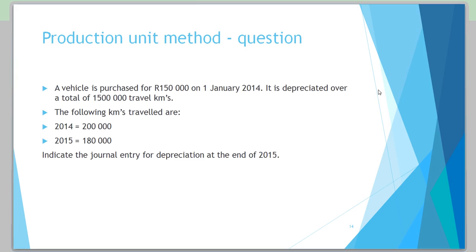Then we have the production unit method, and you've also seen this method. This is when we determine a total number of items or kilometers that a machine or a vehicle or whatever will be able to produce. So in our example, I said a vehicle is purchased for 150,000 on 1 January 2014. It is depreciated over a total of 1.5 million kilometers. The following kilometers were traveled: in 2014 it was 200,000, and in 2015 it was 180,000.